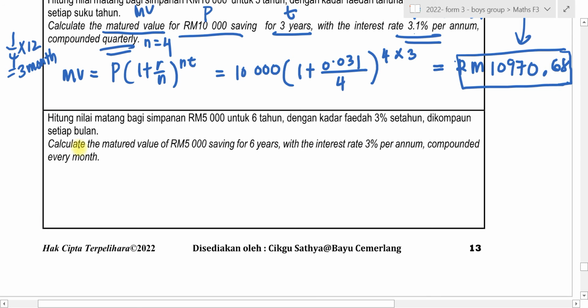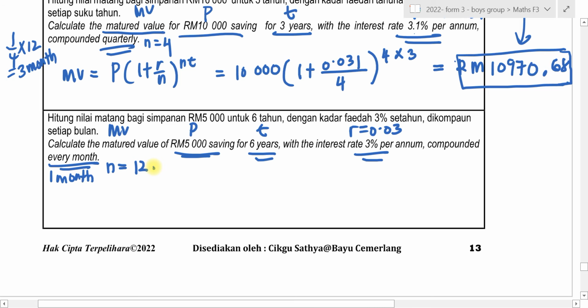Next one, Tan is going to help me. Calculate the matured value of 5,000 ringgit principal saving for 6 years, your T, with the interest 3% per annum, R equals 0.03, compounded every month. Every month means 1 month. So in 1 year, how many 1 month can we have? 12 times, right? So n equals 12.